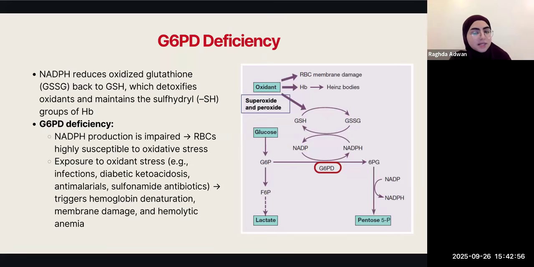A deficiency in G6PD is going to lead to impaired production of NADPH. So your red blood cells don't have a defense mechanism, which is the glutathione. They're going to be susceptible to oxidative stress. What is oxidative stress? As I said, infections, inflammation. There are certain drugs that give oxidative stress, like antimalarials. And if you don't have G6PD to regenerate NADPH, any oxidant stress like these can go and oxidize hemoglobin, which will denature hemoglobin, and you're going to end up with abnormal hemoglobin. It's going to damage the RBC membrane, and it's going to lead to hemolytic anemia.